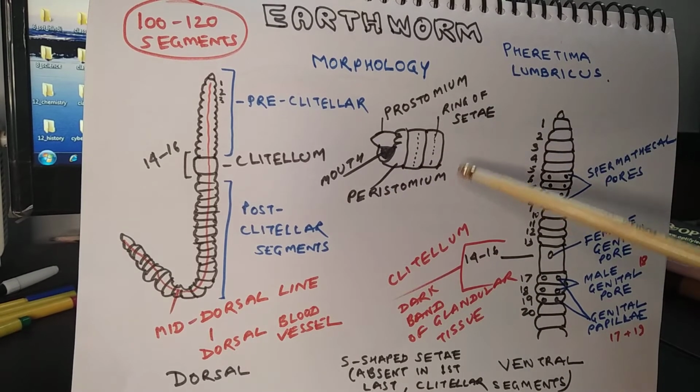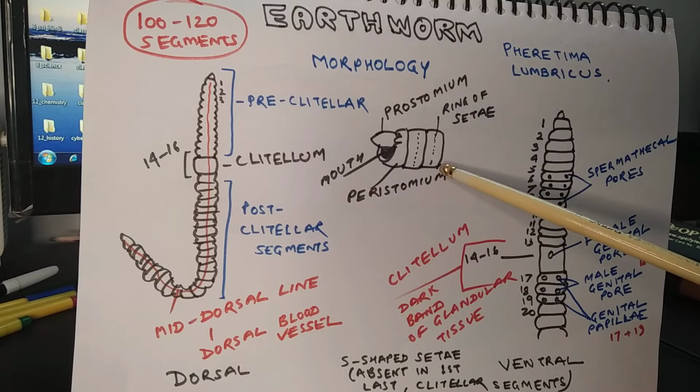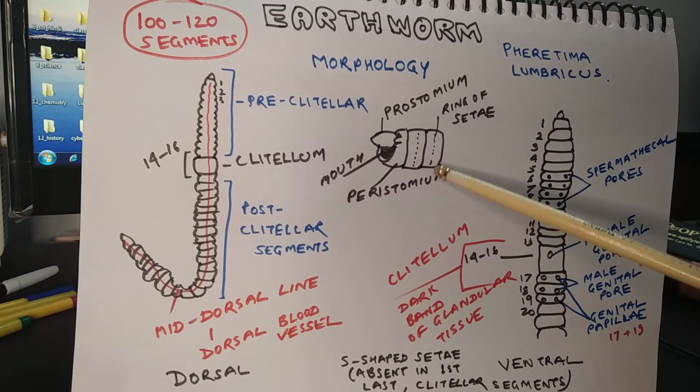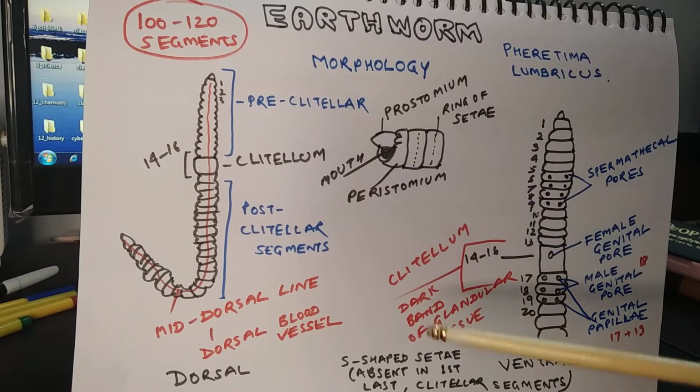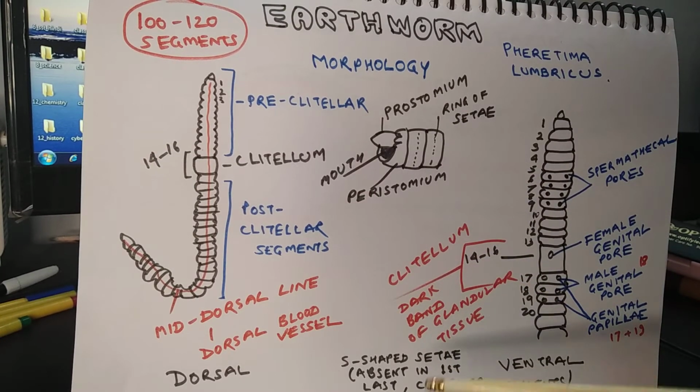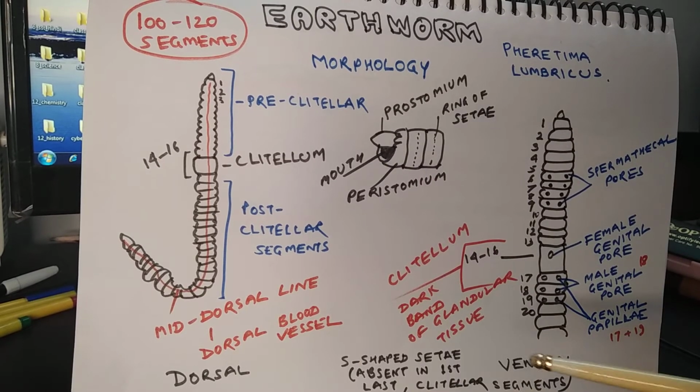In each segment, there is a ring of setae passing through the middle of the segment. A seta is a hair-like structure which is retractable in nature, and it facilitates locomotion in earthworm.